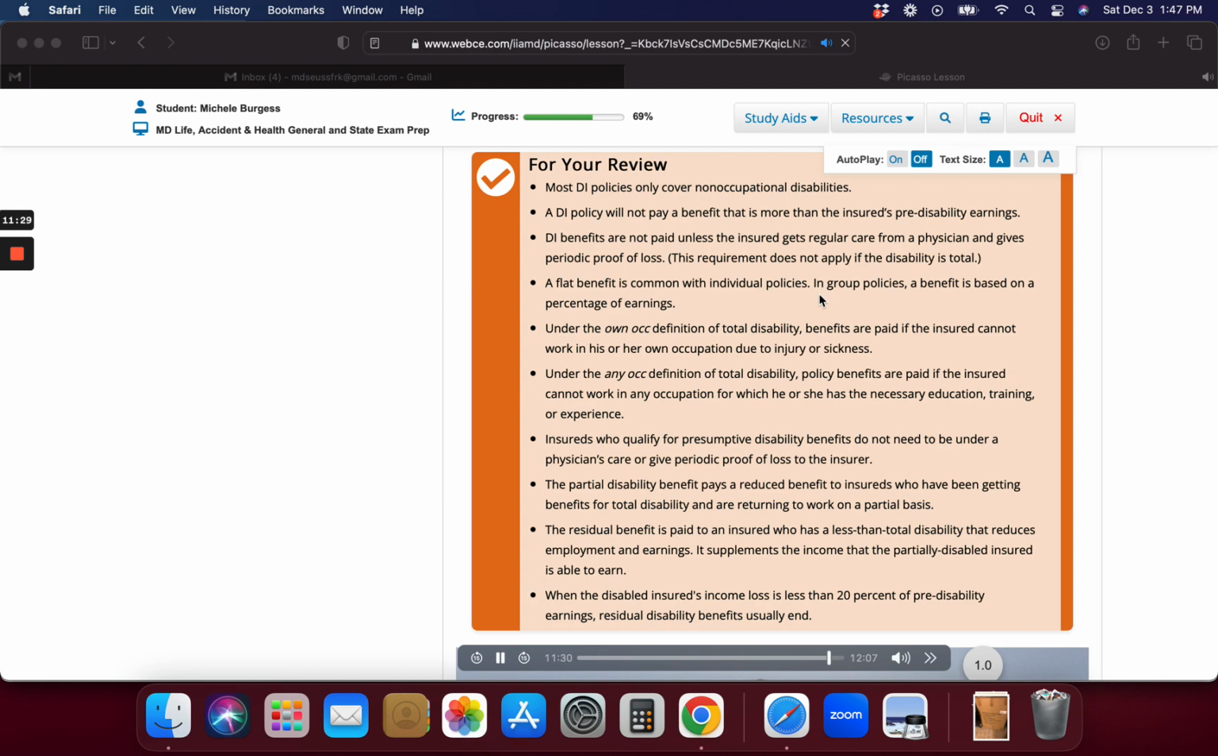The partial disability benefit pays a reduced benefit to insureds who have been getting benefits for total disability and are returning to work on a partial basis. The residual benefit is paid to an insured who has a less than total disability that reduces employment and earnings. It supplements the income that the partially disabled insured is able to earn. When the disabled insured's income loss is less than 20% of pre-disability earnings, residual disability benefits usually end.